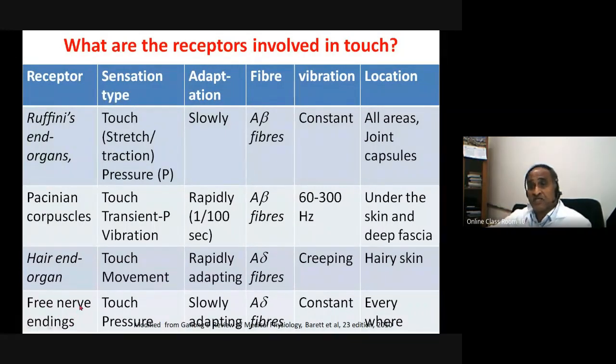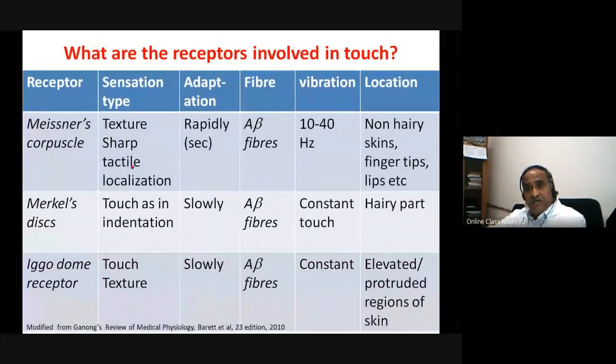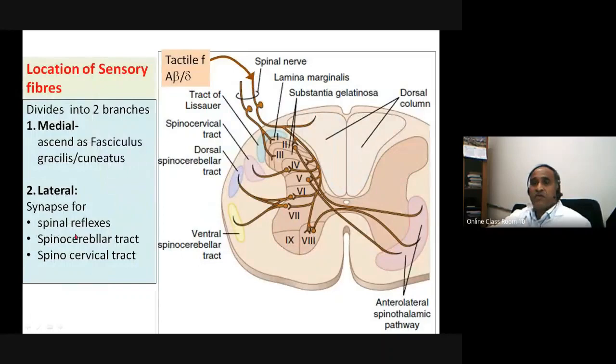So this is about the receptors and the modality of the sensation these receptors detect. I have mentioned the movement, the vibration, then traction or stretch. I have mentioned the sharpness and the localization, indentation, texture. These are the characteristics of the different types of touch sensory modality. What happens? They are carried by the A beta or A delta fibers.